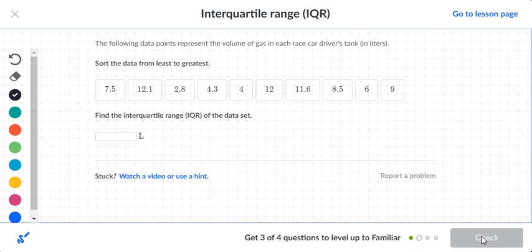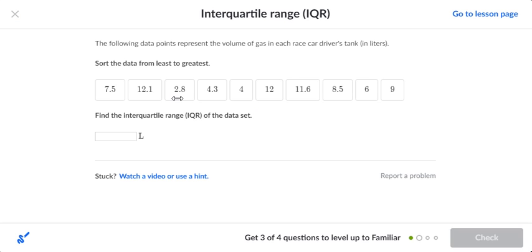Okay, next question. The following data represents the volume of gas in each race car driver's tank. So we want to sort from least to greatest, smallest to largest. The smallest number here is 2.8. Then it looks like we have a 4, then a 4.3. Then a 6, and then a 7.5, followed by 8.5, followed by 9, followed by 11.6.